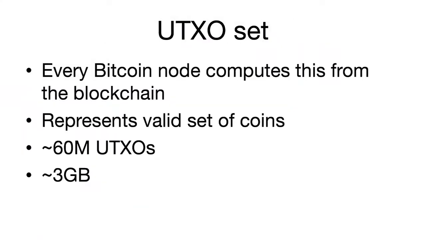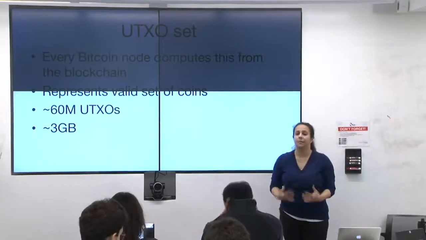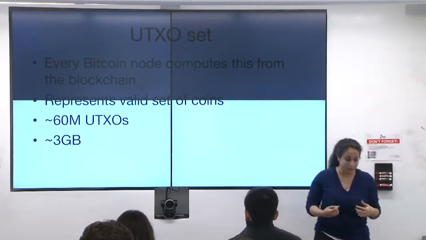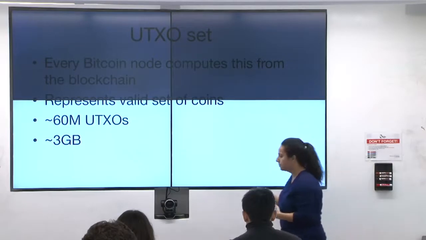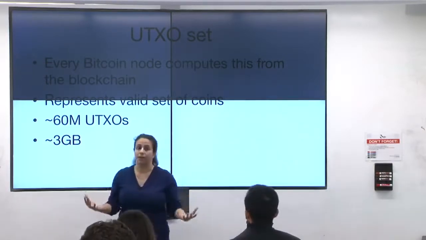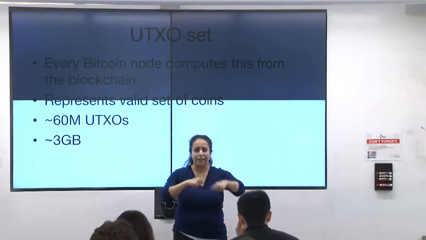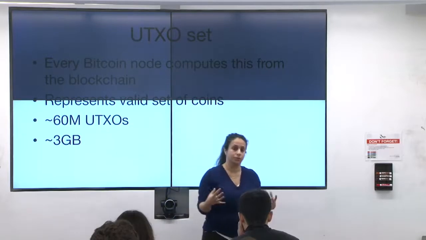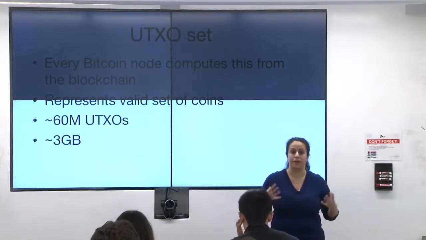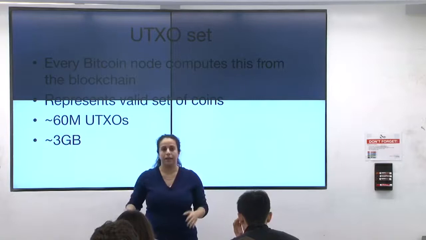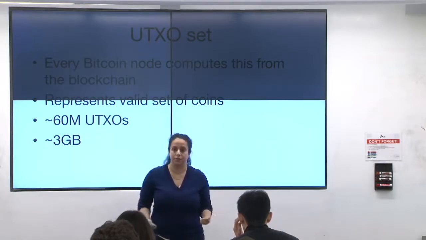I alluded to this earlier, but every single node that's running the Bitcoin software keeps this data structure called the UTXO set. So these are all of the outstanding unspent transaction outputs. It's all of the coins in the system, all of the money in the system that's available to be spent. The way that this is computed is when a Bitcoin node comes online and starts to download the blockchain, it runs through the blockchain and continuously adds and removes things from the UTXO set to produce a UTXO set that is valid for whatever the last block is that it's seen. When a new block comes in, a node runs through the block and, again, removes and adds things to the UTXO set as necessary.